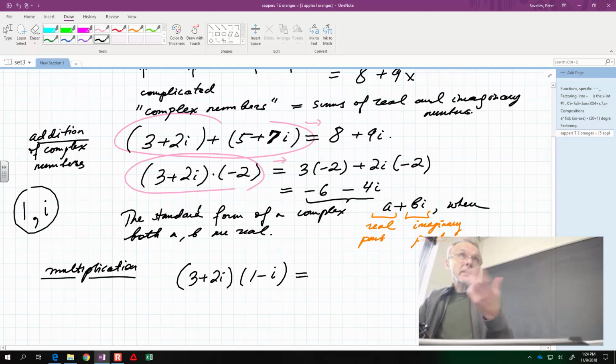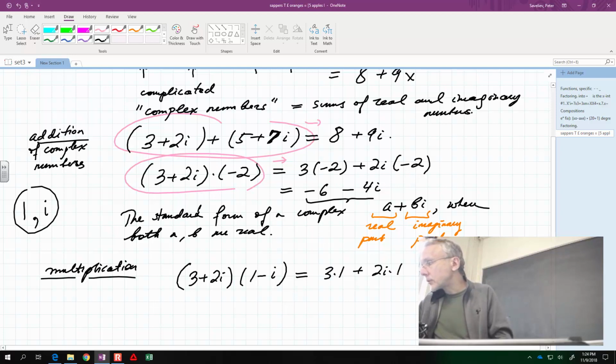I'm not trying to think about what i is. I'm just thinking about this in an abstract way, as if this is just algebra that I've seen before, and i just stands for something that I don't know what it is. You can imagine that it's an x. Then what do I do? Well, it is factored, so the other way around: distribute. So I start multiplying. For 2 and 2, I have 4 terms. So I have 3 times 1 plus 2i times 1 plus 3 times -i plus 2i times -i.